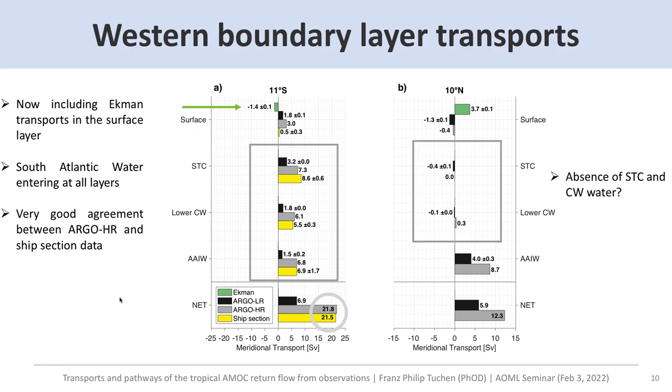So when we're now looking at what is happening at 10 North at the western boundary, the first thing that strikes us is that it looks like we have an absence of tropical cell and central water, but it's actually just a compensation of the transports there. So the western boundary transport is compensated by the retroflection largely. And what is interesting is that you can see on the one side around 22 sverdrups are entering the tropics at the western boundary, but only 12 sverdrups are leaving the tropics at the western boundary.